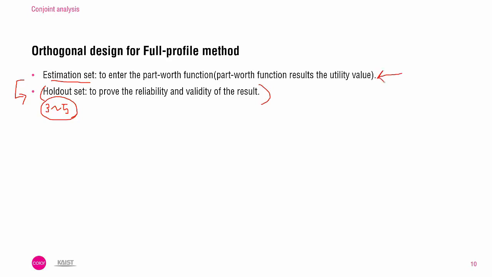But as I said, because we are adopting only a limited number of profiles through orthogonal design, the result may be less accurate. So in order to compensate for that lower accuracy, you can add a couple of holdout sets to the estimation set so that you can increase the reliability or validity of your result.